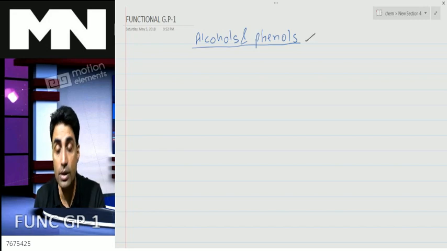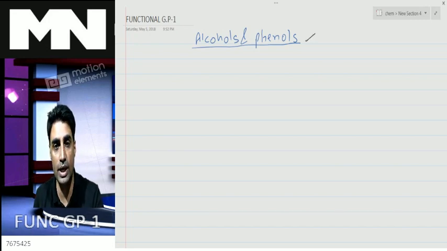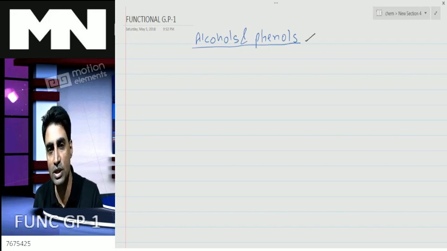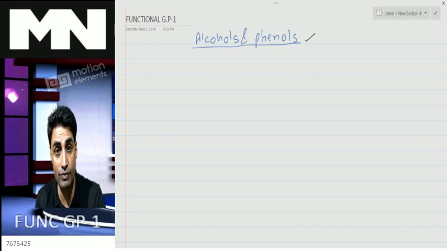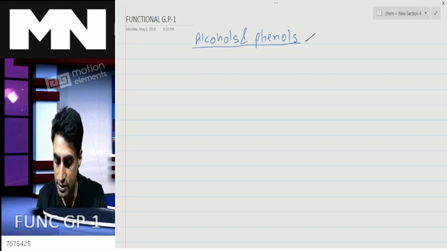Whenever we talk about a functional group, we initially start with their IUPAC naming or their structure, and then we move on to their preparation, their physical properties and chemical properties. This is what we are going to do here also. First I'll talk about alcohol and phenol. After that we'll talk about ethers.